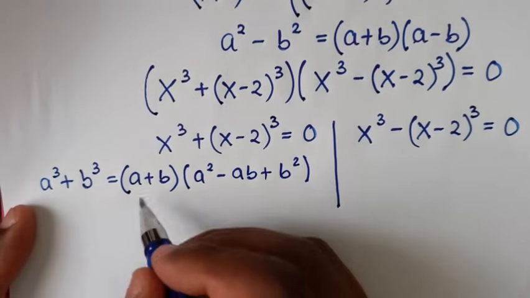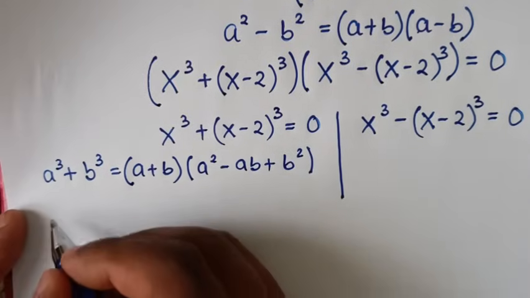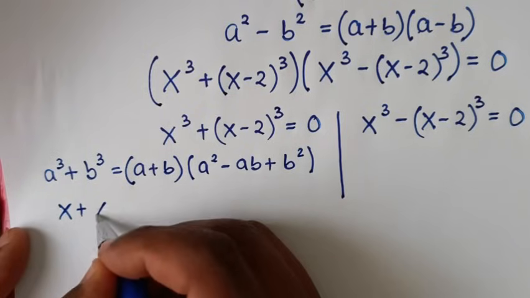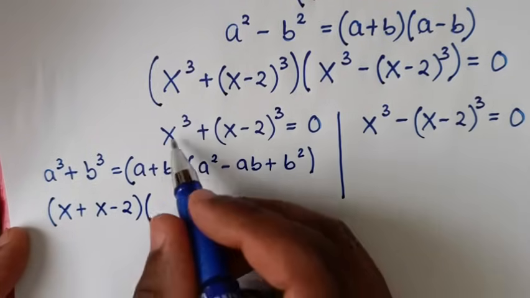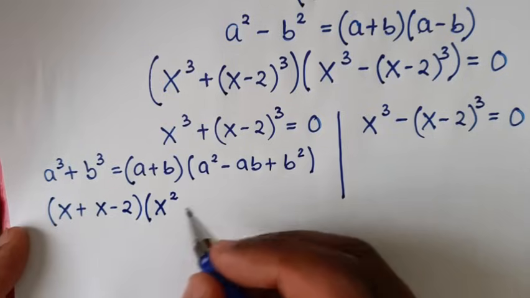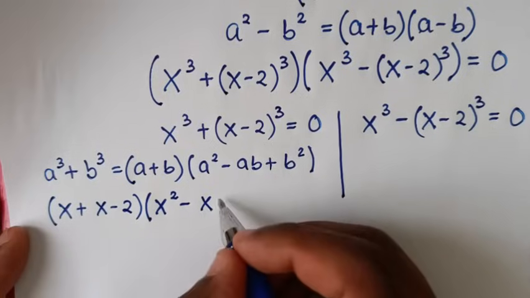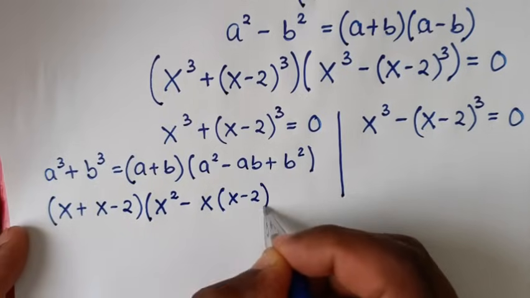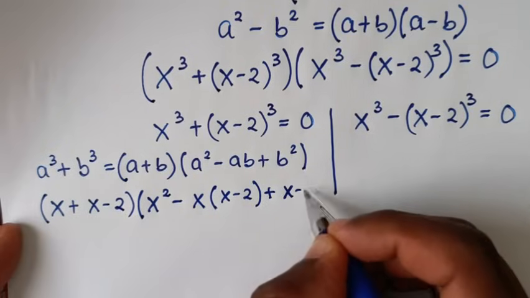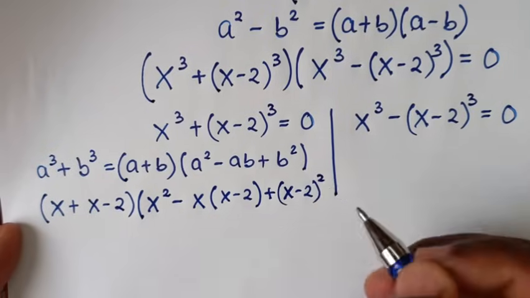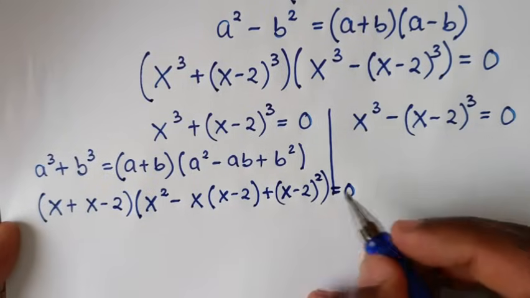Then we'll apply this form: a plus b will be x plus (x - 2). So here it will be (x + x - 2) times (a^2, which is x^2, minus a times b, which is x times (x - 2), plus b^2, which is (x - 2)^2), equal to 0.